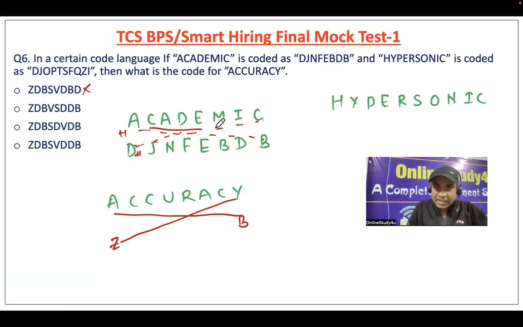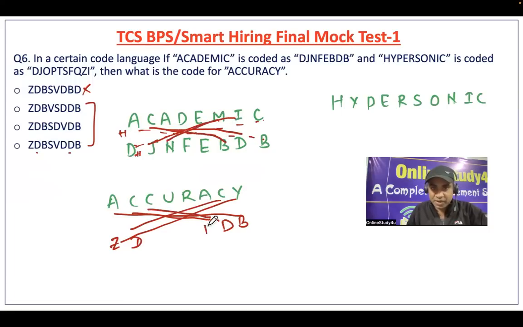Then C plus 1 is D, I plus 1 is J. Then C plus 1 will be D and C plus 1 will be D. So Z, D, D. All three options have the same. Then A plus 1 will be B, M plus 1 will be N, C plus 1 will be D, and A plus 1 will be B. So double D. Okay, so option D. Anyway, option D will be correct, but we will verify.